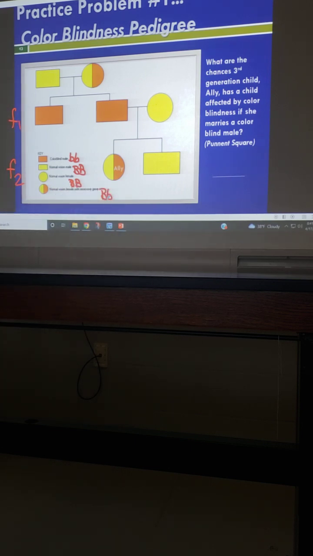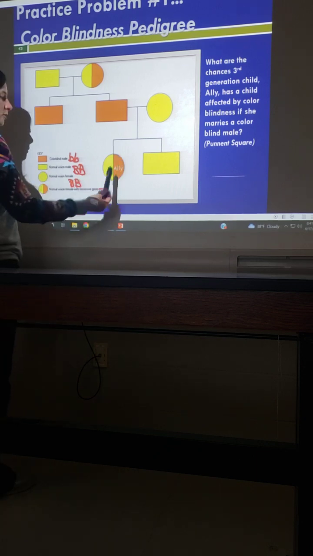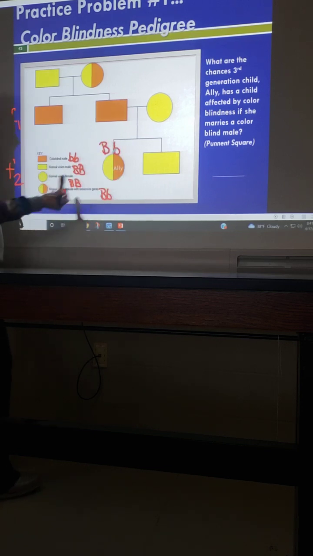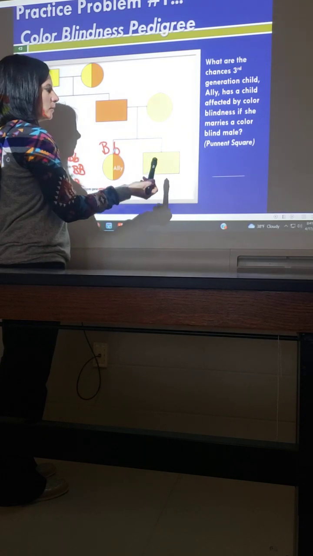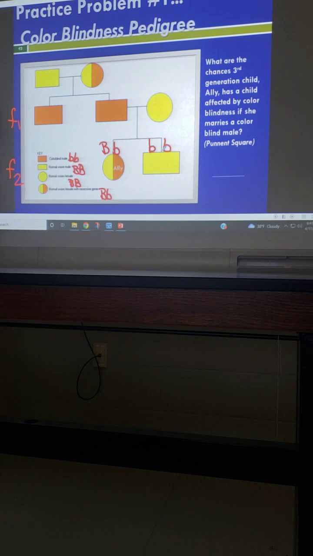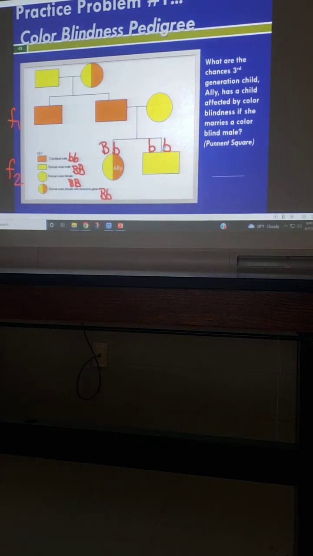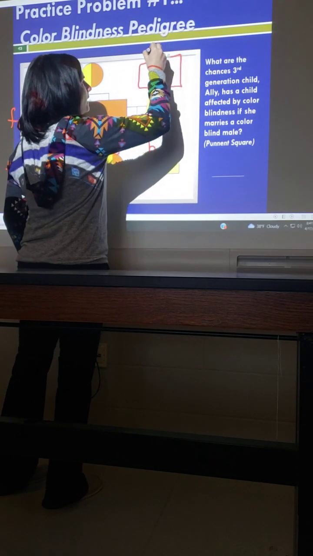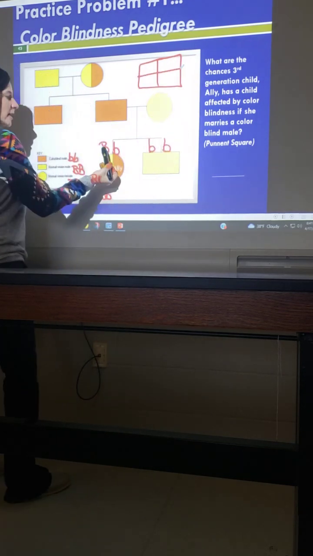So now that you have your coloring and your shading identified based on genotypes with our alleles, we can take a look at Allie here, right? And we know that she's going to be big B, little b, right? And so it says if she marries a colorblind male, so we know that he's going to be little b, little b. Looking at this problem, it kind of looks overwhelming at first, but if you just start slowly breaking it down, it usually is not too bad. So now we just make a Punnett square and fill in those genotypes.